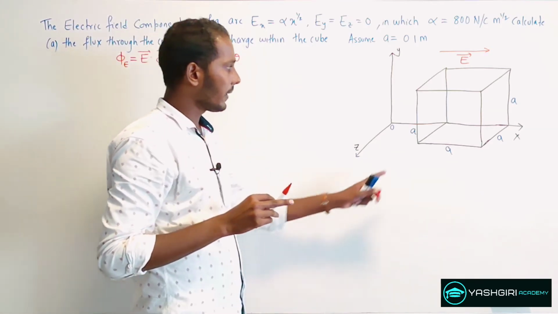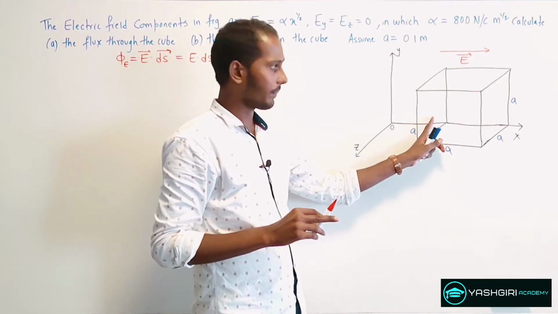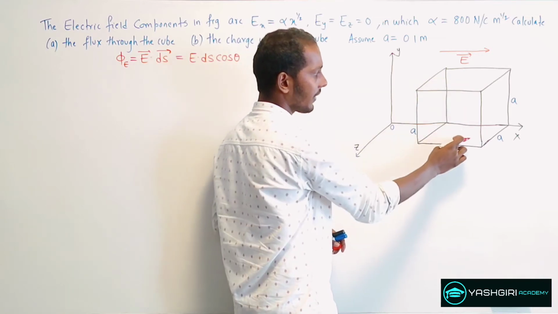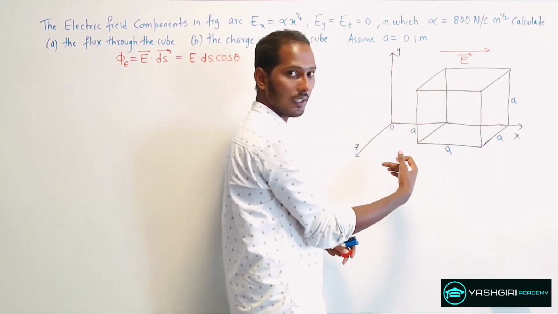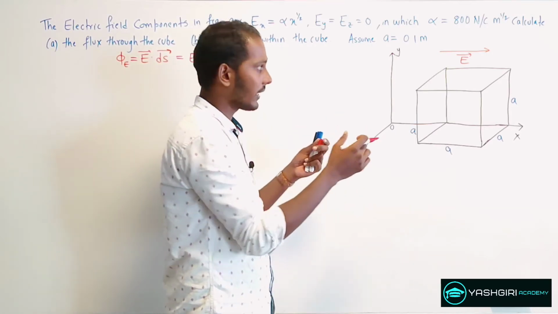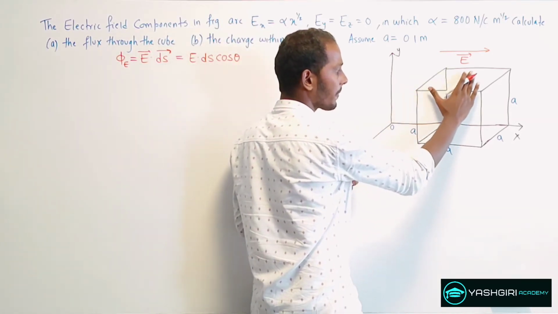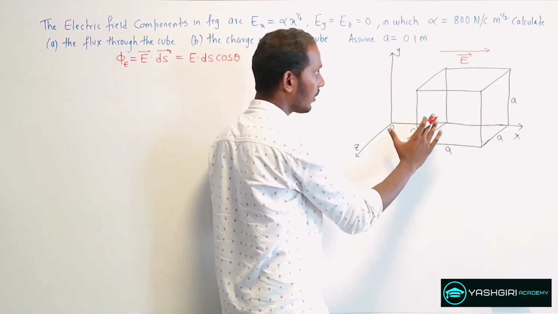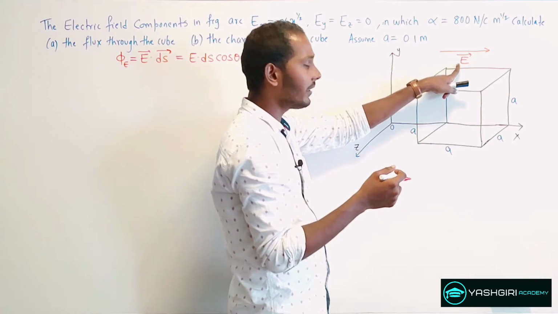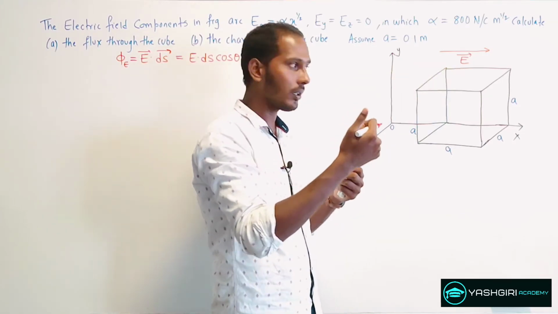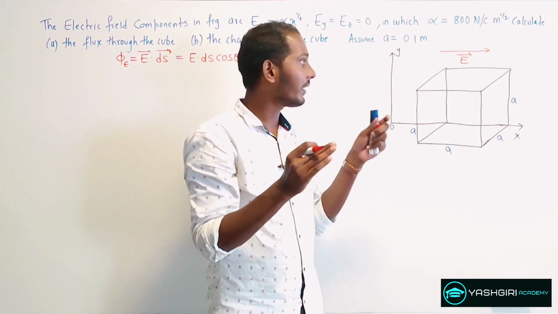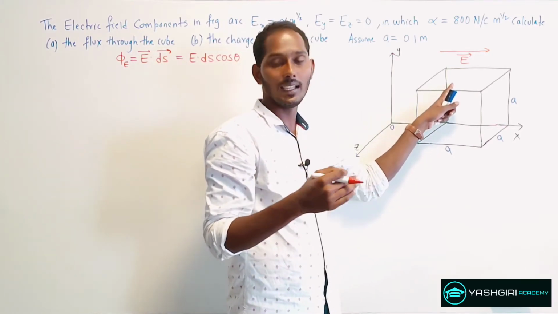Now this cube, if you see, has 6 faces. That's a top face, bottom face, front, back, and left and right. These are your surface areas, right? This is the top surface, bottom surface. Now we know that when the angle between the electric field and the unit vector of the surface area is 90 degrees, then the flux through that area is 0.